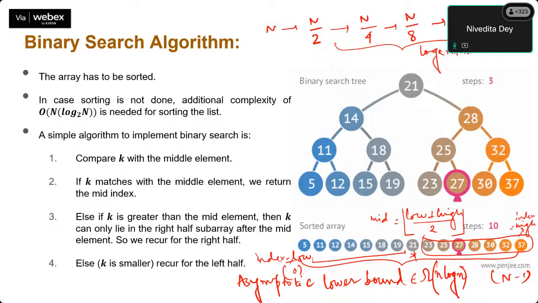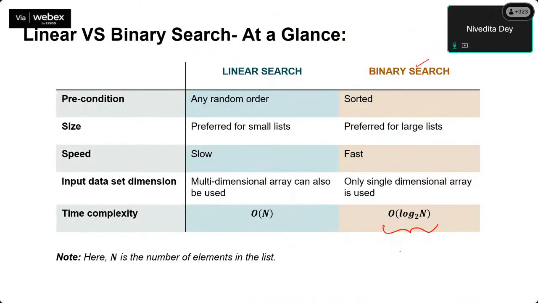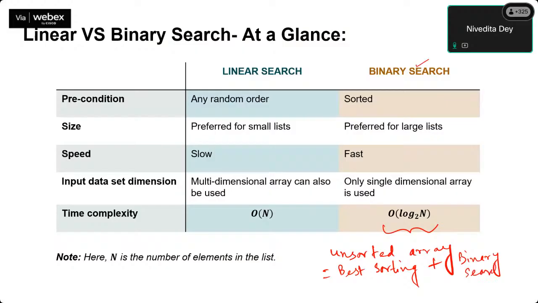So that means for an unsorted array, what do we have to do? First use the base sorting, then I will be using the binary search. So this is my omega of n log n, and this is my big O of n. So it will be omega of only n log n, because this is the leading term over here.